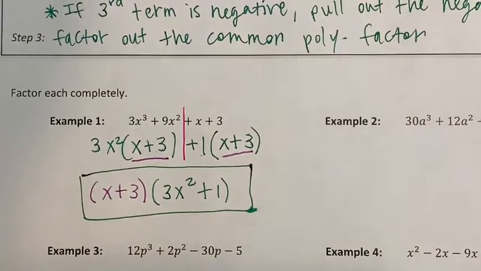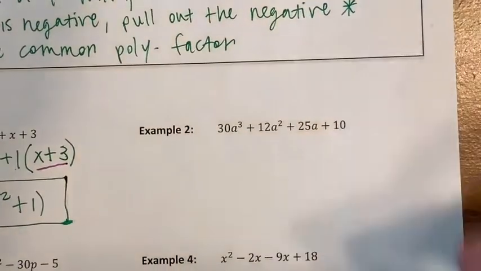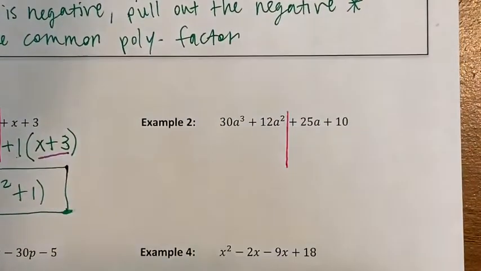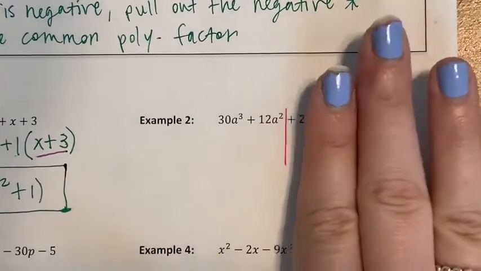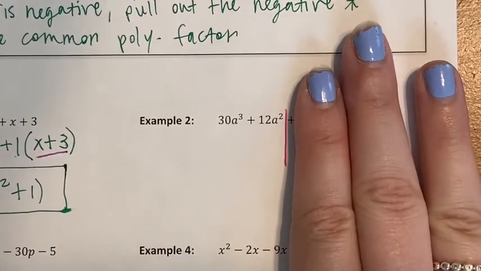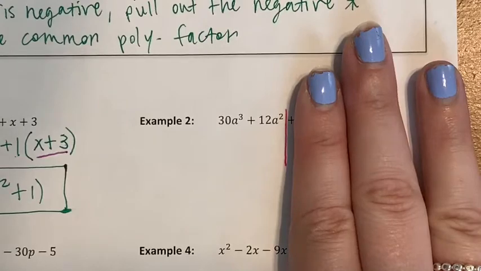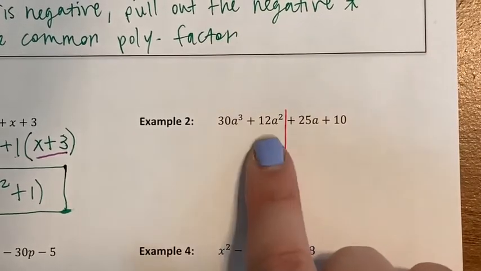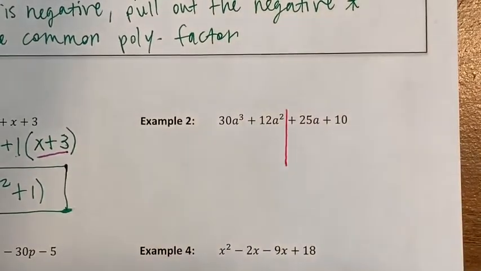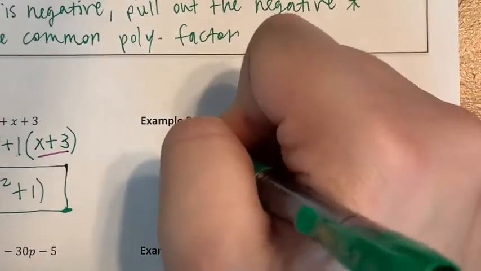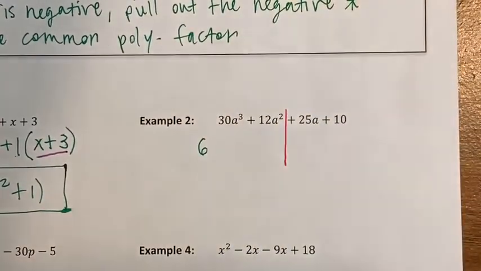All right, let's look at example 2. Have to start example 2 the same way. You got to split it into first half and second half. So I've got my 2 halves. Just looking at the first half, I'm trying to say what is the GCF, the greatest common factor, or the biggest number and the biggest variable that I can pull out of 30a cubed and 12a squared. Let's see. I know 6 goes into 30 and 6 also goes into 12. So the greatest number is 6.